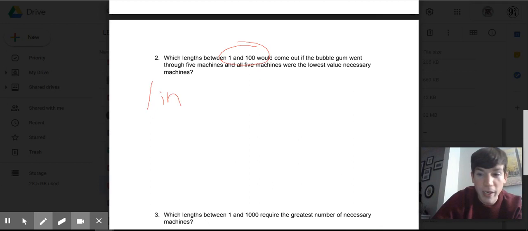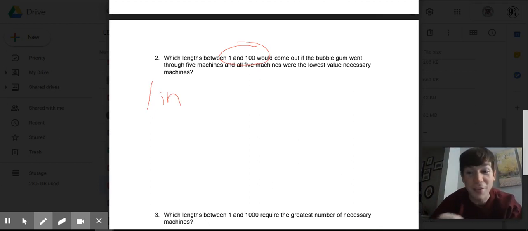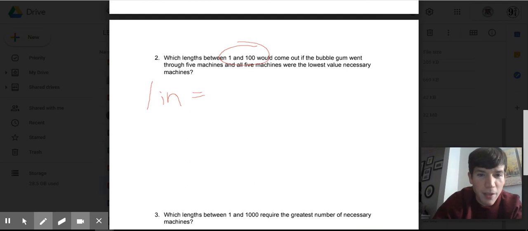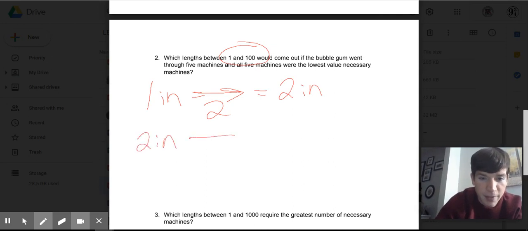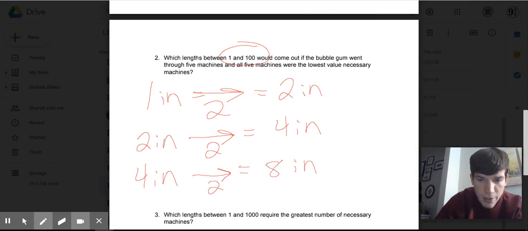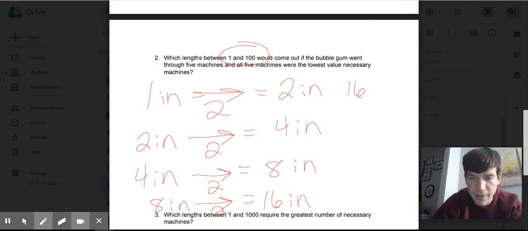So let's say I put a 1-inch piece in. I've got to put it through 5 machines, but it could be the same machine 5 times. So I'm going to take a 1-inch piece and put it through machine 2, which gives me 2 inches. I take that 2-inch piece and put it through machine 2 again, which gives me 4 inches. I take that 4-inch piece and put it through machine 2 again, which gives me 8 inches. I put that 8-inch piece through machine 2 again, which gives me 16 inches. And I put that 16-inch piece through machine 2 again, which gives me 32.